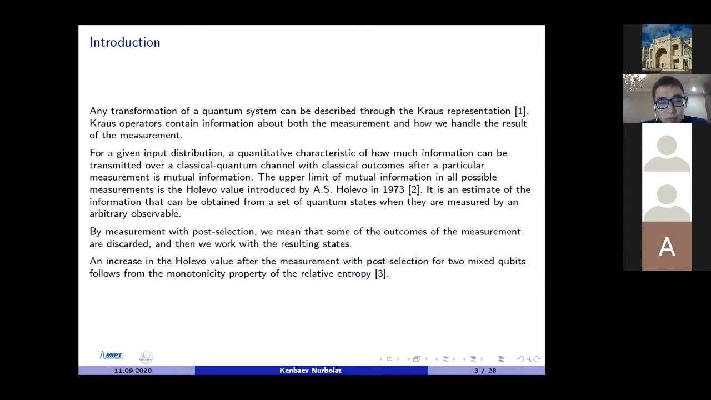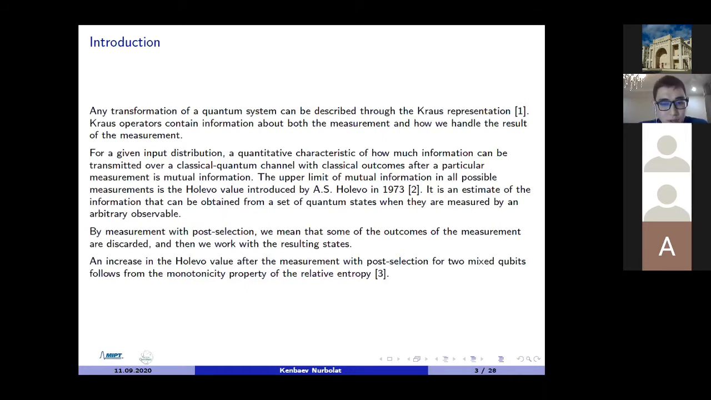And we will investigate the possibility of increasing this Holevo value after the measurement with post-selection. By measurement with post-selection, we mean that some of the outcomes of the measurement are discarded, and then we work with the resulting states. And the increase in the Holevo value after such a measurement with post-selection follows from the monotonicity property of the relative entropy.